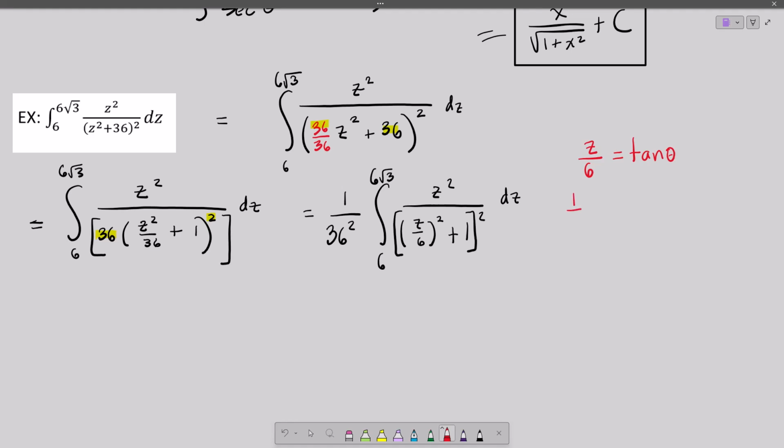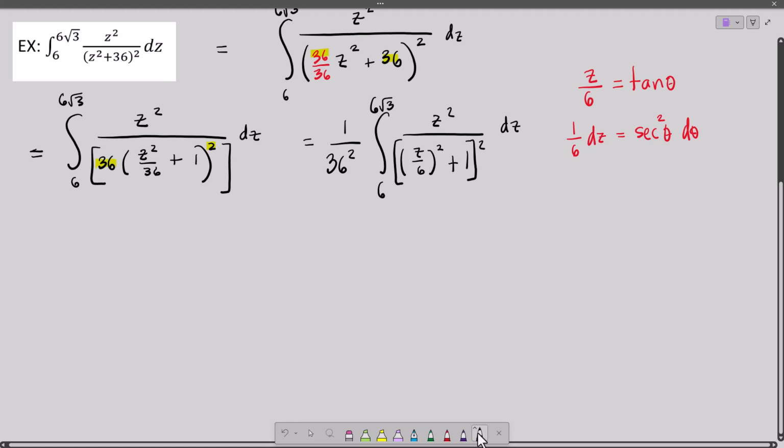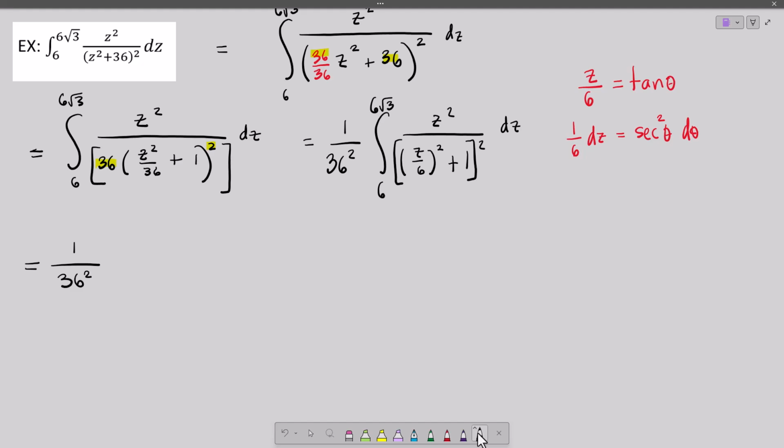Take our derivative here, we get 1/6 dz equals secant squared of theta d theta. Now we're ready to rumble, turn everything into thetas. I'm optimistic that some cancellation might come. We're going to use placeholder limits because converting to theta limits is a pain. It's easier to just wait and go back and use z limits in this case at the very end.